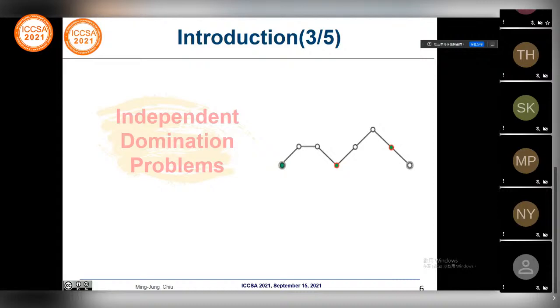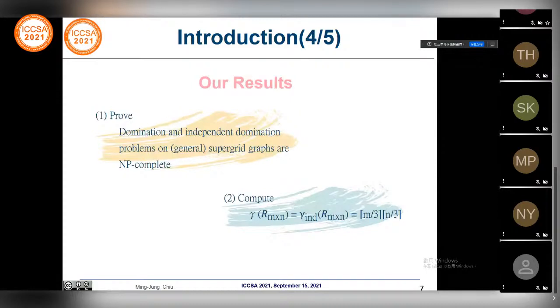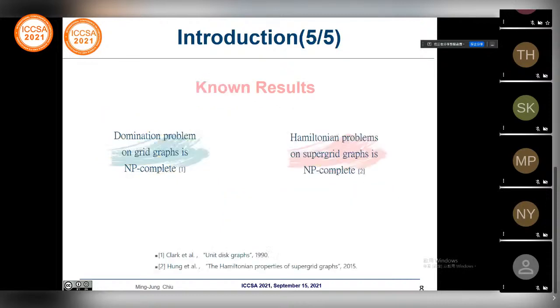Our results are, first, we prove that the dominating and independent dominating problems on supergrid graphs are NP-complete. Second, we compute that gamma of rectangular n by n equals gamma independent of rectangular n by n, which is equal to floor of n divided by 3 times floor of n divided by 3. Gamma means domination number. Gamma independent means independent domination number. This is an unknown result.